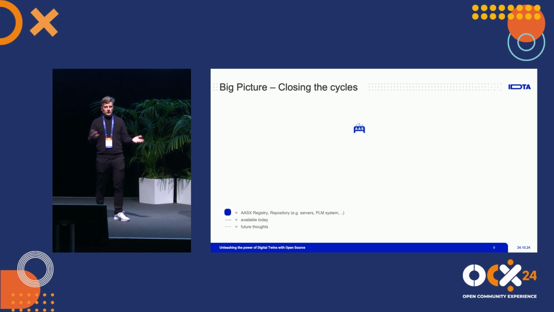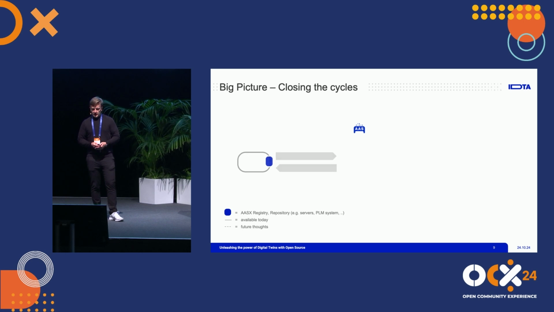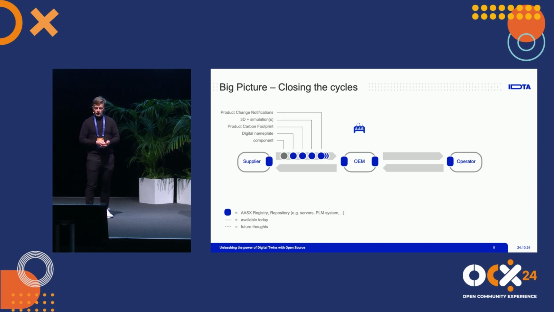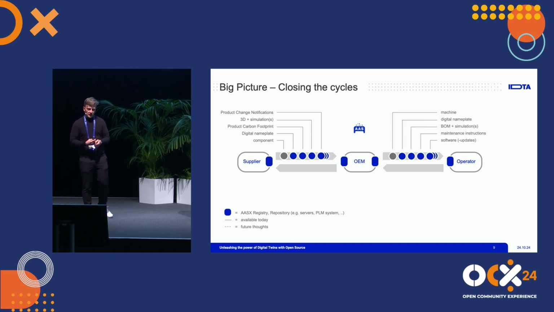We are all saying that software is eating the world, AI is eating software, but without data, none of those will happen. And this is why it's important to provide quality and interoperability as well. This is the very generic scenario where you have suppliers, OEMs, manufacturers, and operators. And what I'd like to show you here is that the AS with the different submodels enables the communication between them.